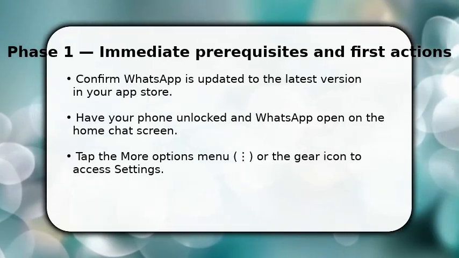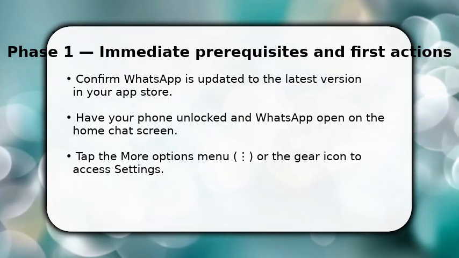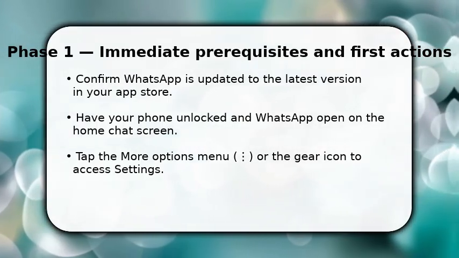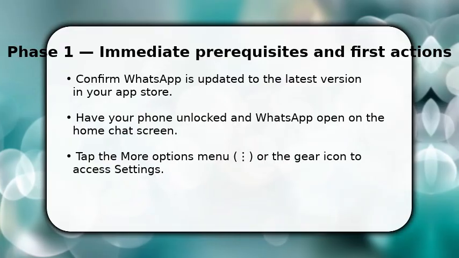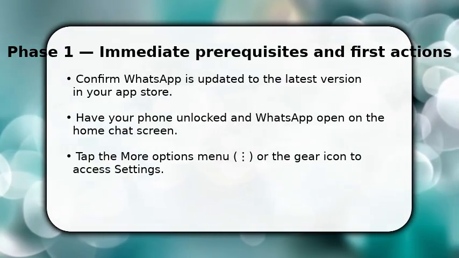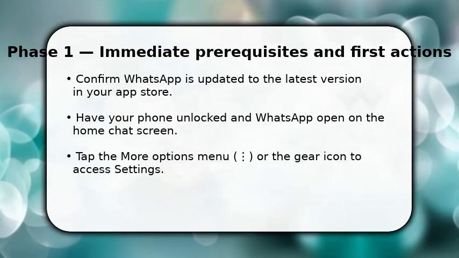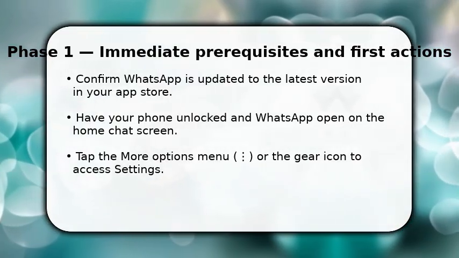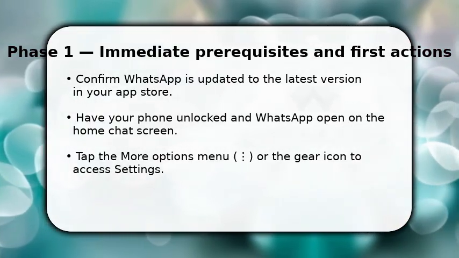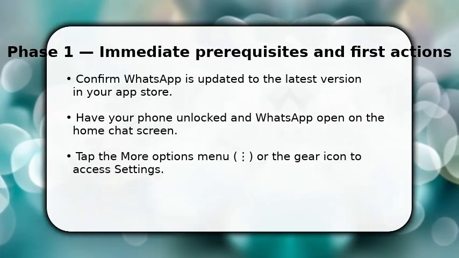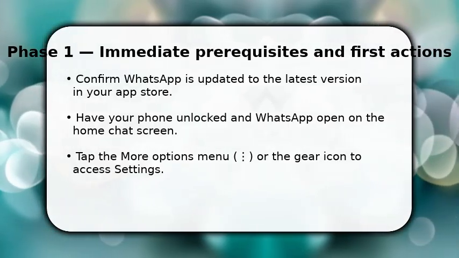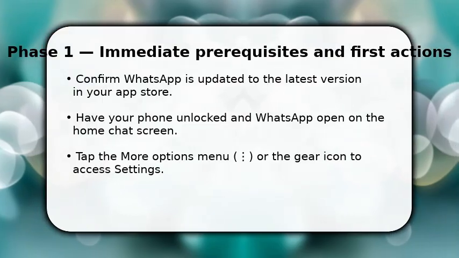You start by making sure the app is up to date, because older builds may hide features. Once done, unlock your phone and open WhatsApp to the main chat view. Now tap More Options, the 3 dots at top right, or the gear icon on iPhone to enter settings. You do this first so the theme controls appear. It saves you time versus hunting through menus later and prepares the app to switch display modes immediately.